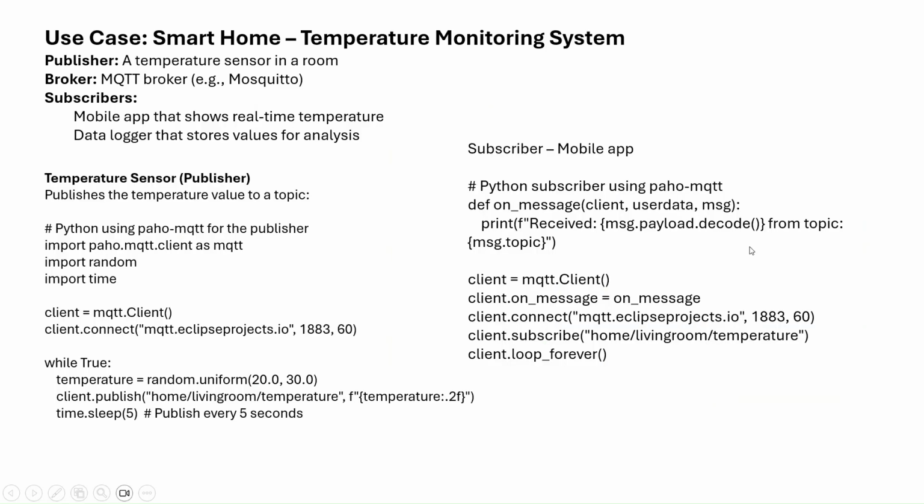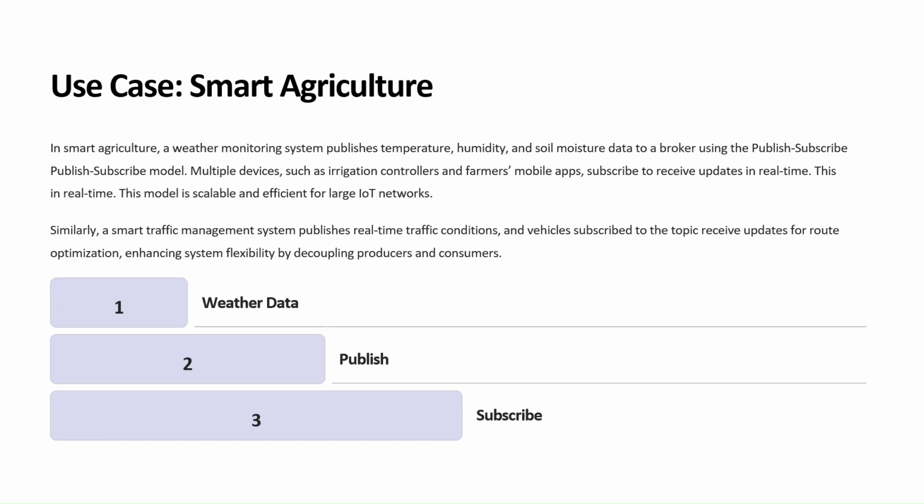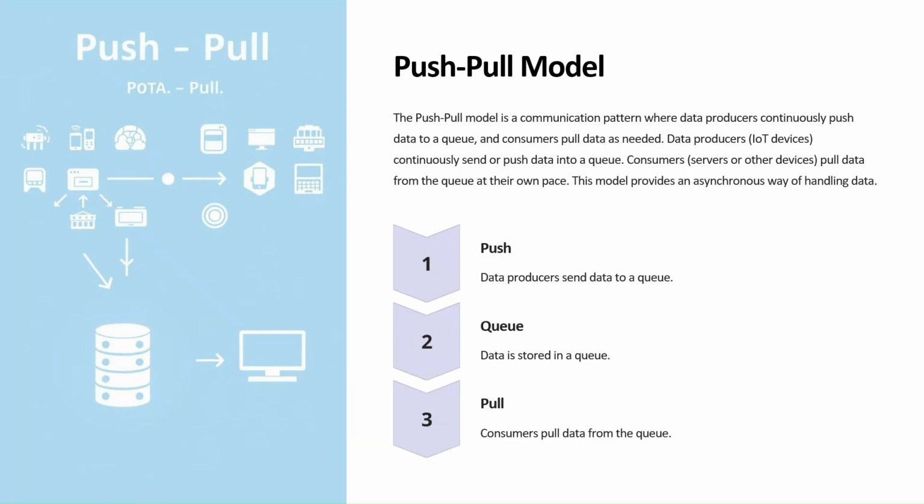Here I have taken the use case as temperature monitoring system. The major use case is smart agriculture, where weather monitoring systems publish the temperature, humidity, and soil moisture data. This will reach the farmers or irrigation controllers that are subscribed to a specific topic.